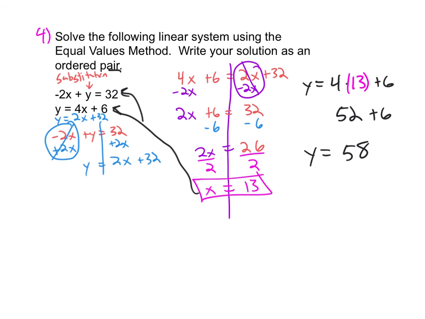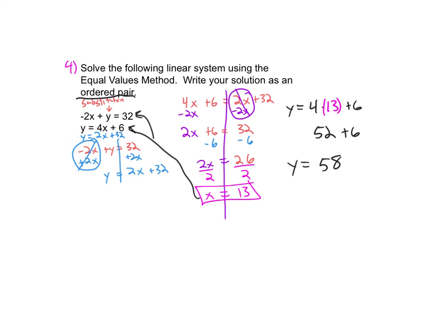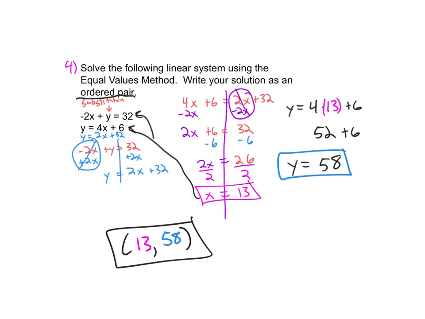So writing it as an ordered pair, my x value, let's see here, my x value will be 13. My y value, which I'm going to do in blue here, will be 58. So my solution would be, in parentheses, 13 comma 58. And that is everything. That's it.